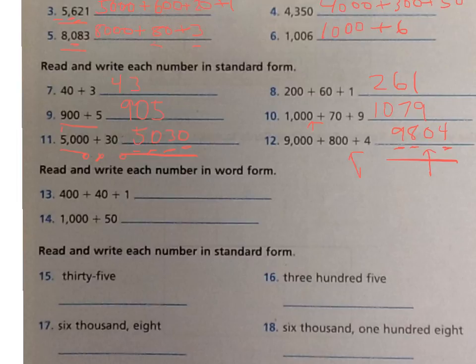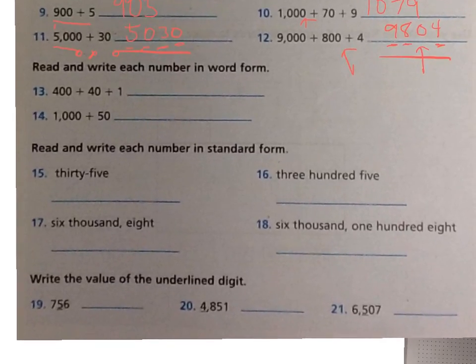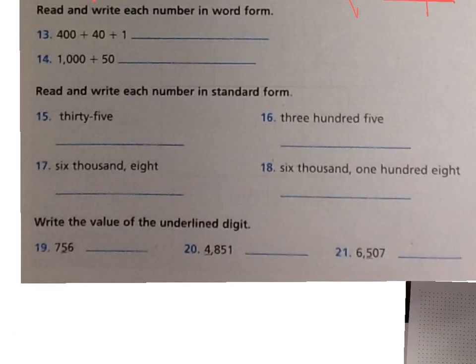Alright, so we're going to continue. I want you to continue working on these next few on your own. If it says to write it in number form, you would write out number form. And then down at the bottom, I want you to take a look at the value of each of the underlined digits. I'm going to do the first one for you. The 5 is underlined. So it's a 5 in the tens place. So the value is 50. The value is not 5 because it's a 5 in a tens place.